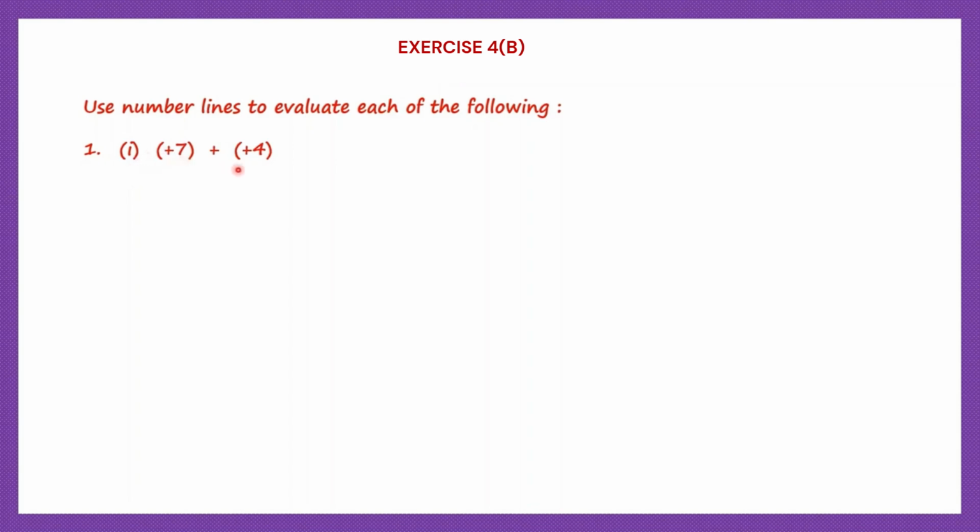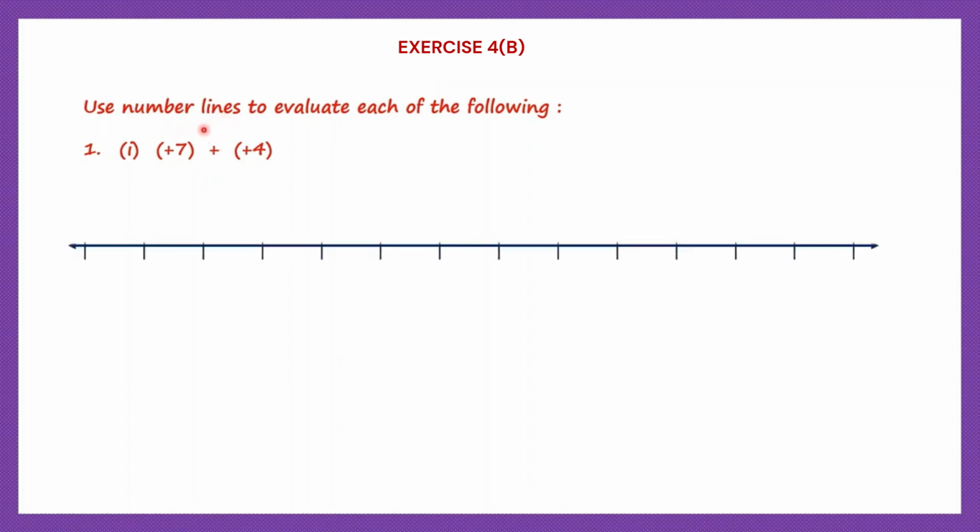Here we have two integers, plus 7 and plus 4. Both are positive integers and we are going to add them. So the first step is to draw a number line. So we have a number line and then we need to start marking the numbers. So remember, this is an integers number line.